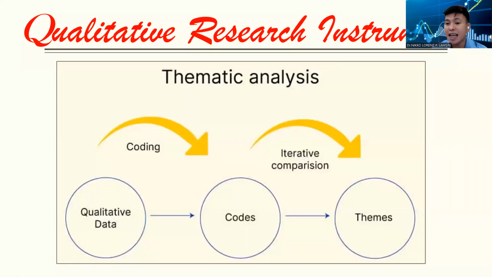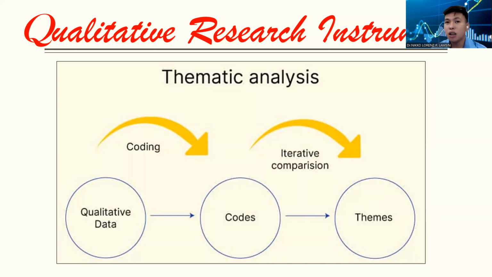And in terms of analyzing the qualitative results, you can use thematic analysis on the data that you have. You do coding, and then after coding, you assign codes. These are the repetitive words that you can encounter through their responses. And when you assign codes, you compare them repeatedly. So you have iterative comparison, until such time that, after the coding, you will be able to establish the themes.